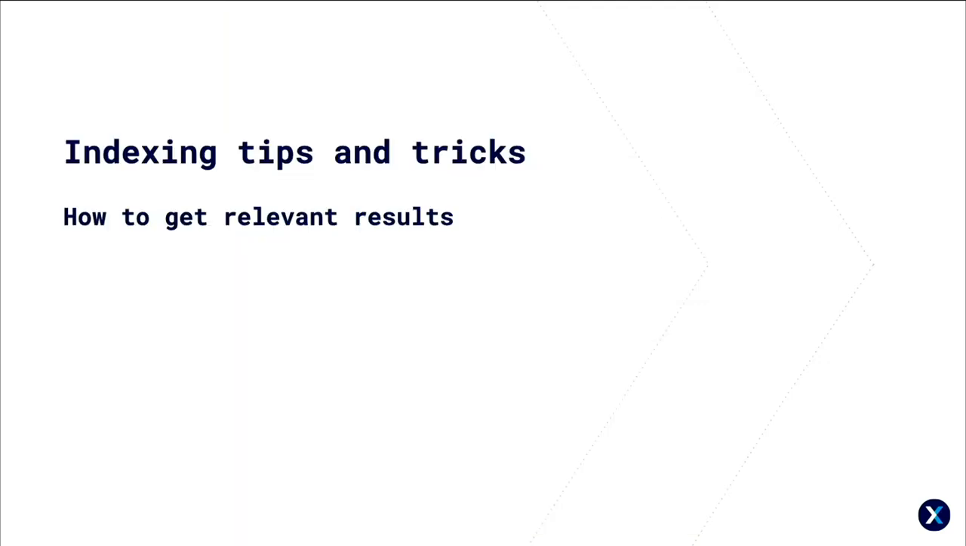So I quickly want to cover some indexing tips and tricks and how to get really relevant results, because often when you're implementing these kind of search interfaces, relevancy is one of the key criteria to get right. So yeah, we want to provide relevant results with minimal developer overhead, and we want to also be able to provide contextual filters to users so they can filter those results and drill down to what they're actually looking for.